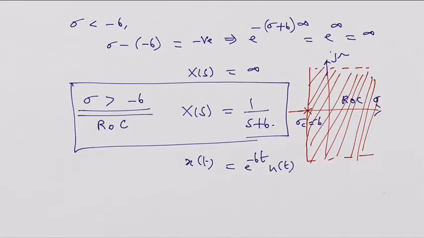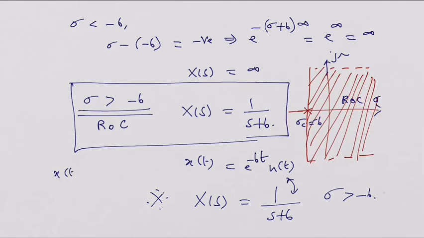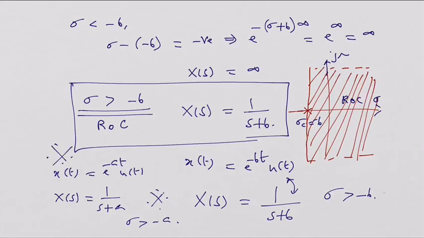When x of t is e power minus 6t u of t, X of s is equal to 1 divided by s plus 6, with the condition that sigma must be greater than minus 6. Then only this result will hold good. X of s will converge to a finite value. So you can make a comparison and find out what relationships are available, right? In general, I can represent it like this: e power minus at u of t will have the Laplace transform X of s equal to 1 divided by s plus a, with the ROC sigma greater than minus a. One of the general notations that I wanted to make.